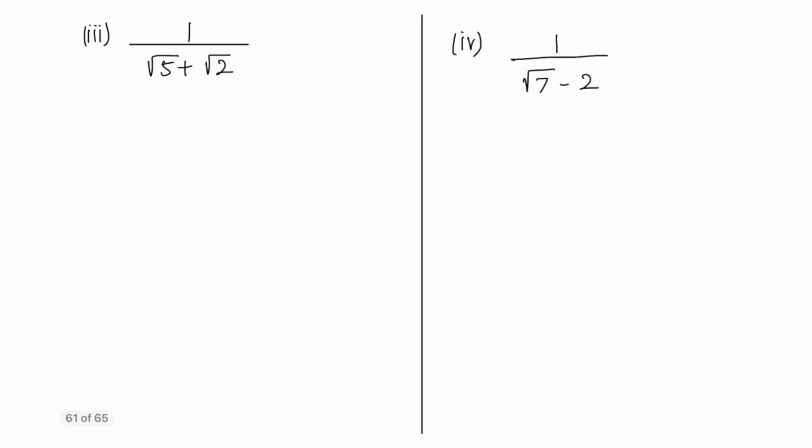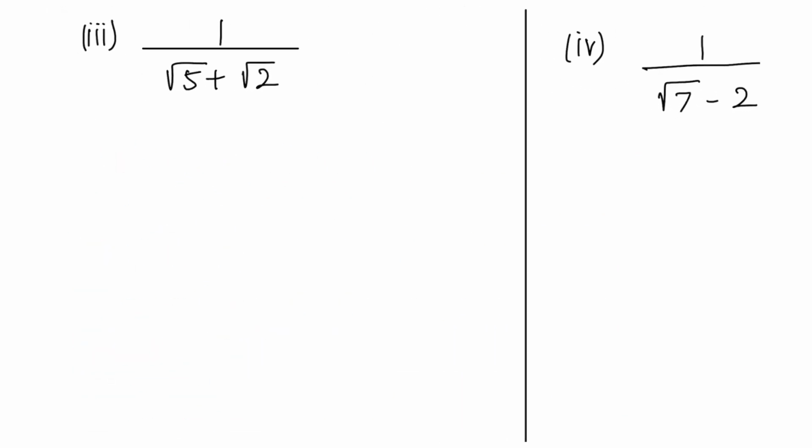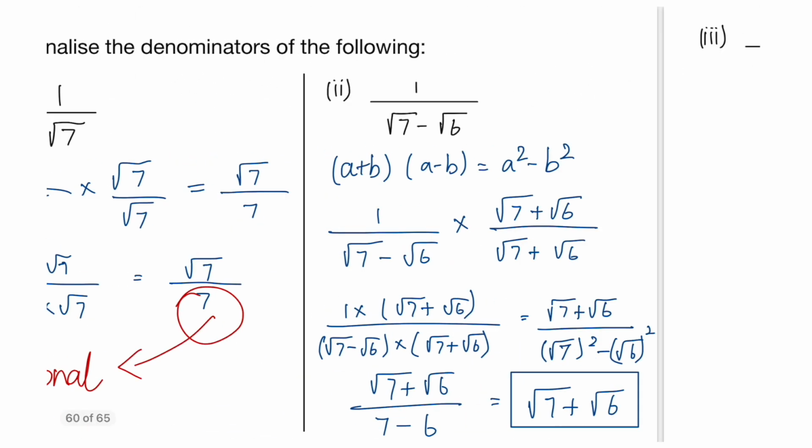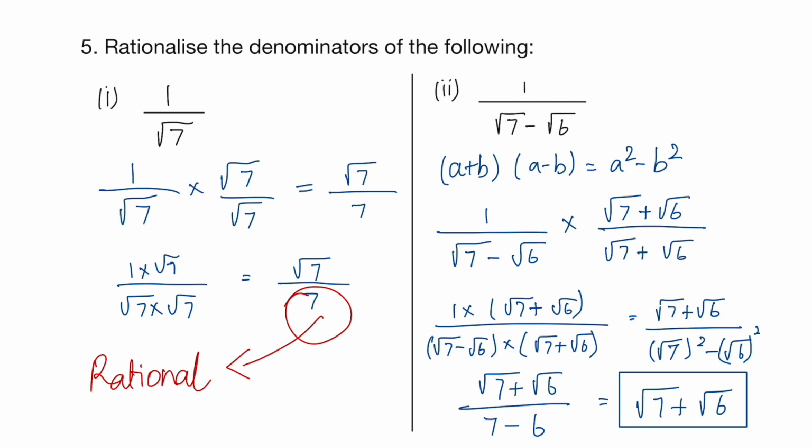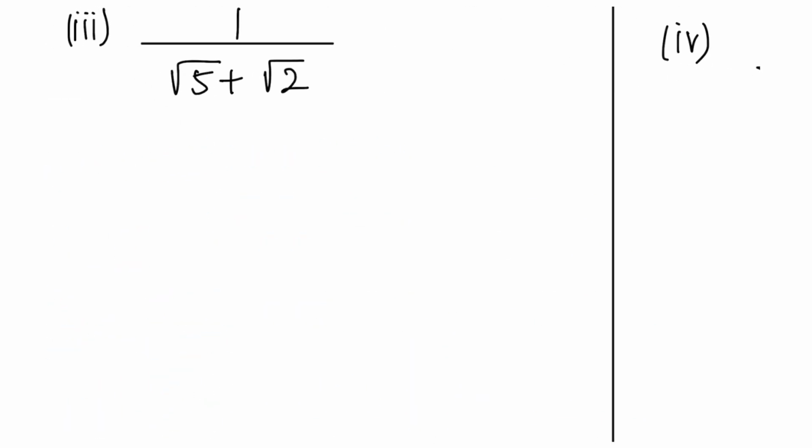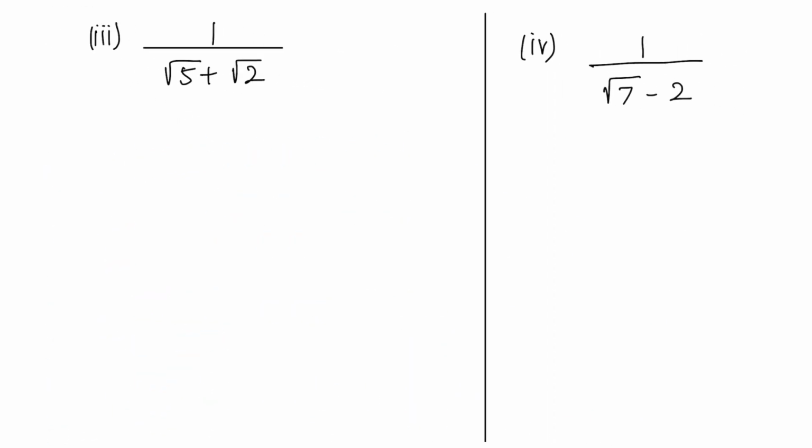Moving on to the next subdivision here, which is 1 divided by root 5 plus root 2. We are going to do the exact same thing that we did with subdivision 2, except that we have a plus here in the question. So what you're going to multiply by is going to have a minus. Let me just rewrite the question here again. 1 divided by root 5 plus root 2.